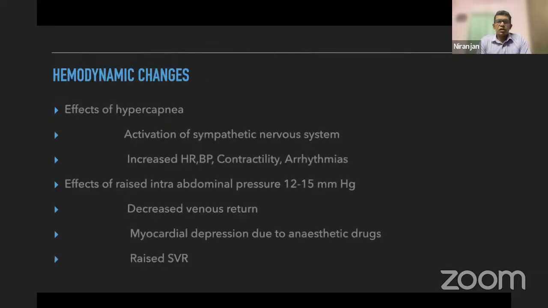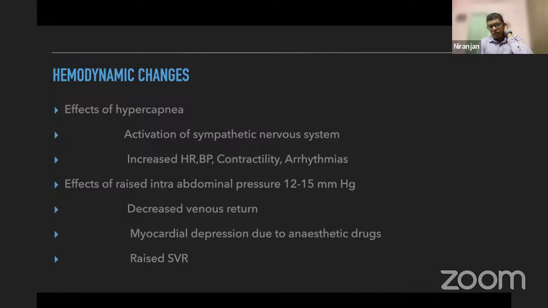Let's look at the hemodynamic changes caused by laparoscopy. Because of increased carbon dioxide absorption, there is activation of the sympathetic nervous system. Any surgery will cause release of neurohumoral hormones, which will activate the sympathetic nervous system, but hypercapnia just adds to the problem. So there is increased heart rate, BP and contractility, and the myocardium is sensitized to the development of arrhythmias.